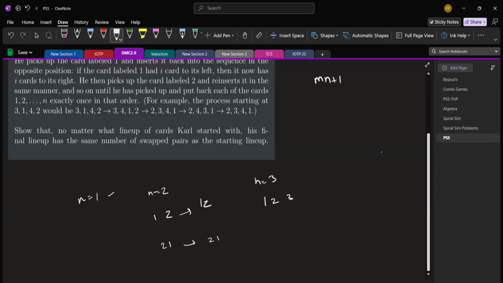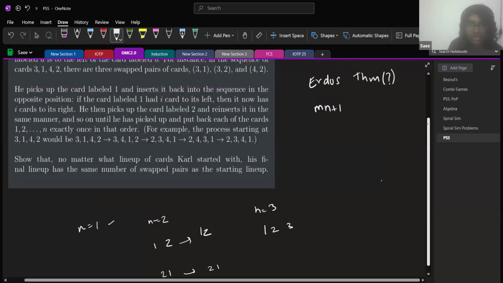Could you just scroll up a bit? I'll take a quick screenshot of the problem. Sure, sure.